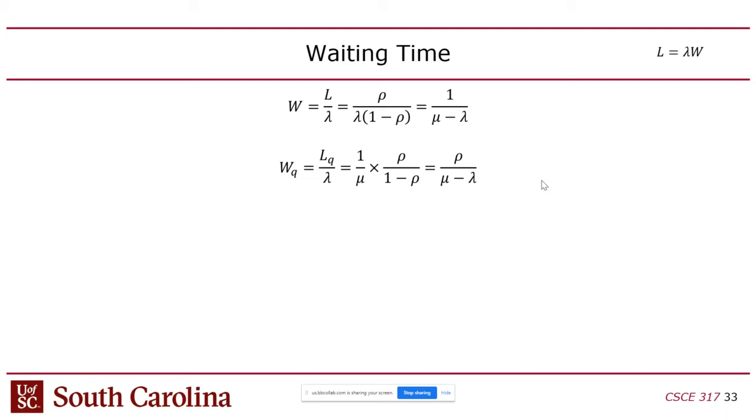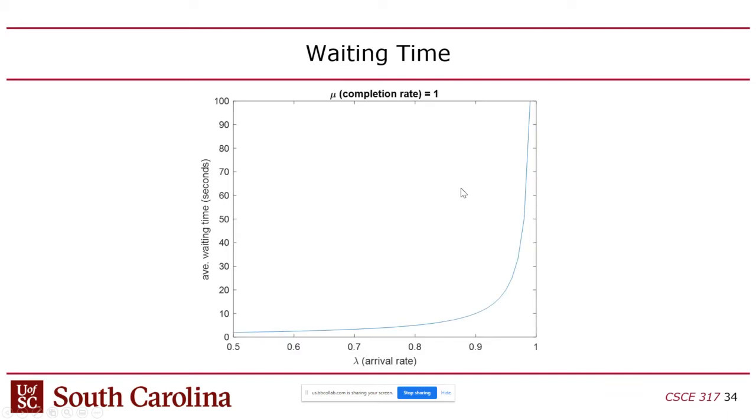And then you can do the same thing for just the queue, the waiting time just for the queue. To do this, instead of L, you use L sub Q, which we've already calculated. You substitute that in, and you get rho over mu minus lambda. I did another plot. This plot looks very similar to the other one, except this one plots the average waiting time versus lambda if mu is fixed. You can see the same kind of thing: once those values get close, you get a really steep uptick in waiting time.